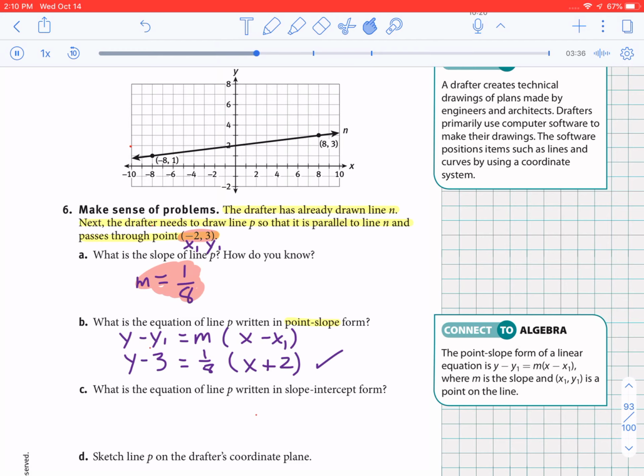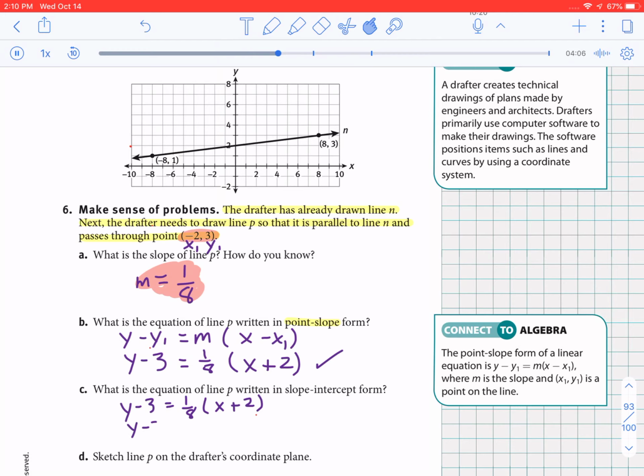Now, this next thing is asking us to write this equation in slope-intercept form. The other thing that's convenient about this is just the ability to take this equation and convert it to slope-intercept. So we are going to convert it by solving for y. Typically this is just a couple of steps, okay? And so the first thing I'm going to do here is actually distribute the 1/8.